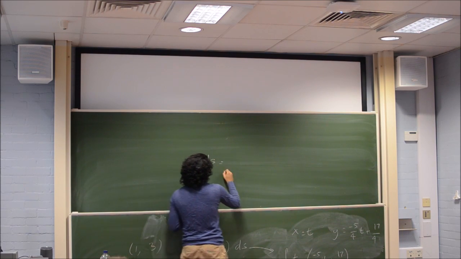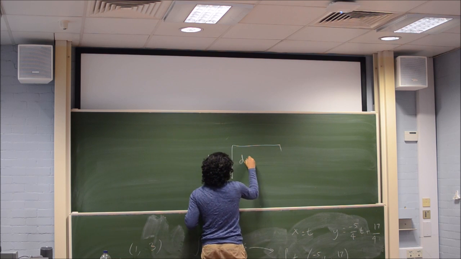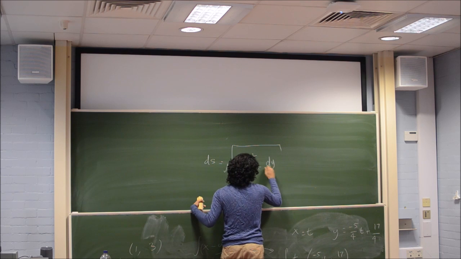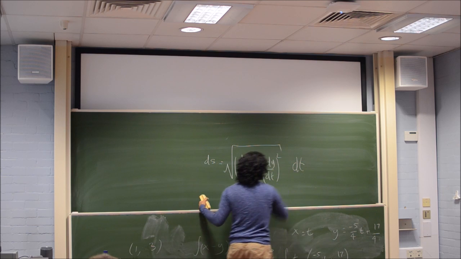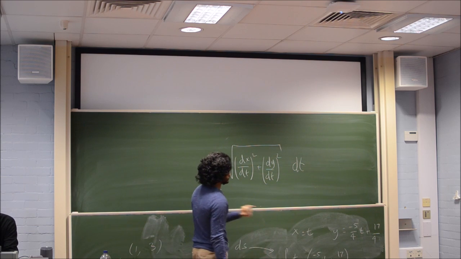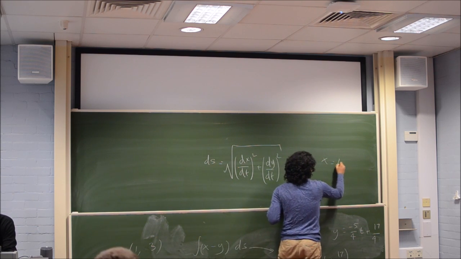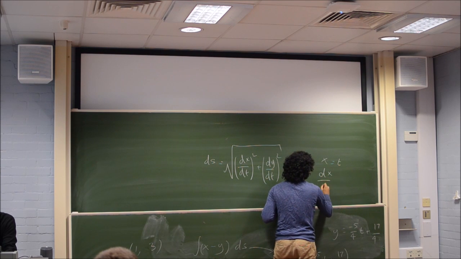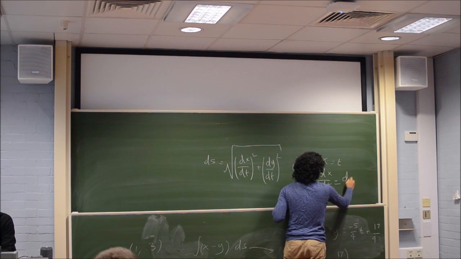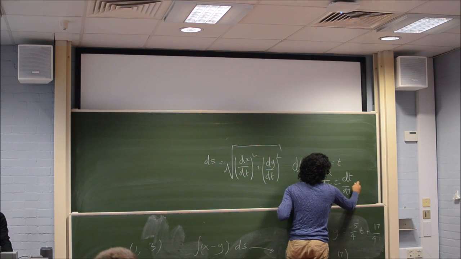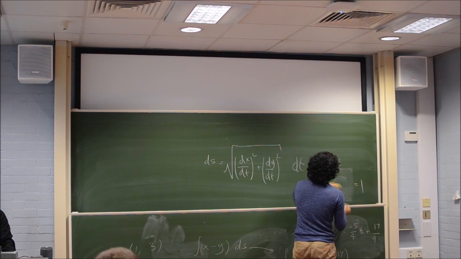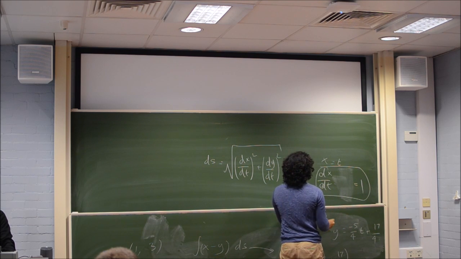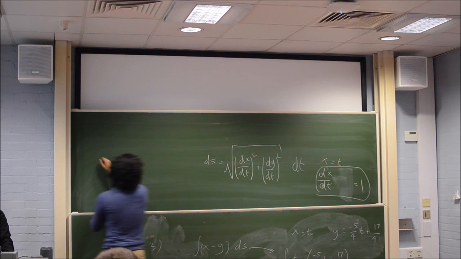So ds was the square root of dx dt squared plus dy dt squared. Now, you know x is just t, so differentiate that with respect to t on both sides, and you're going to get dx dt, which is just 1. I'm going to skip this step and just write 1.